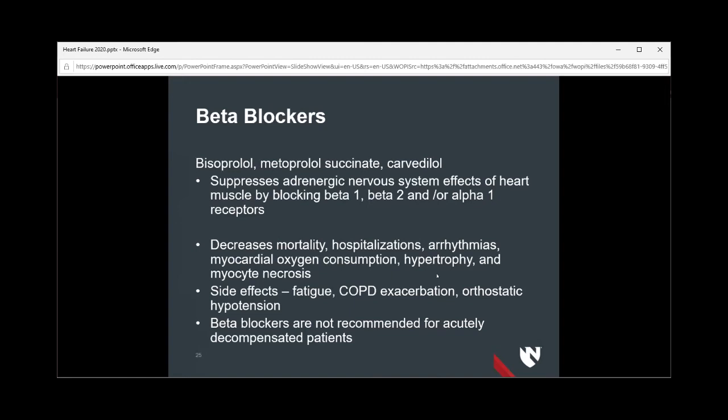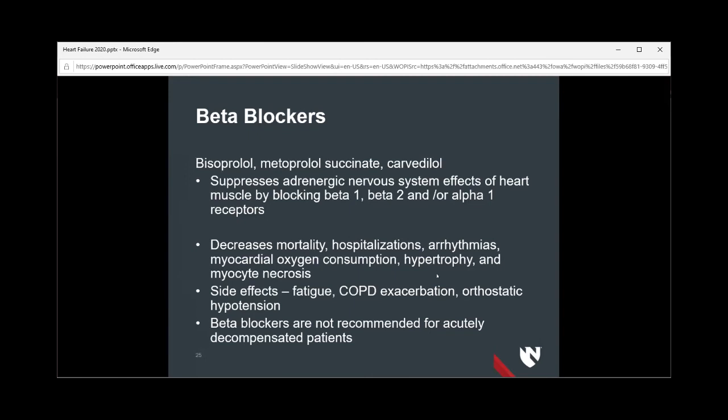Patients, when started on beta blockers, will probably feel more tired for the first 2 to 3 weeks. The hemodynamic studies on beta blockers show that when first started, they will decrease your cardiac output, but after about 3 to 4 weeks, your cardiac output is actually improved compared to before being on beta blockers. Side effects of beta blockers: fatigue, COPD exacerbation, and some hypotension. Beta blockers are not recommended for acutely decompensated patients.